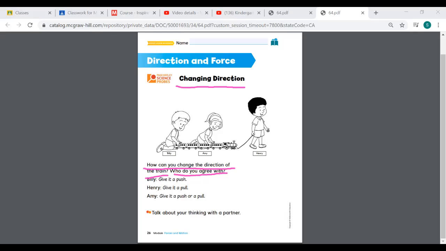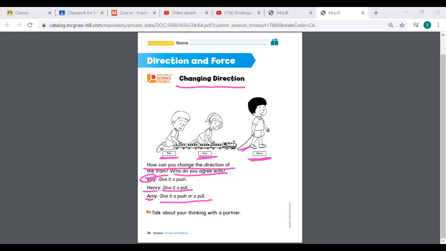Now, the first friend, which is Billy, and Billy is right here, he says you can change the direction of the train by giving it a push. Henry says you can change the direction of the train by giving it a pull. See how he's pulling it right here? Amy says you can change the direction of the train by giving it a push or a pull.